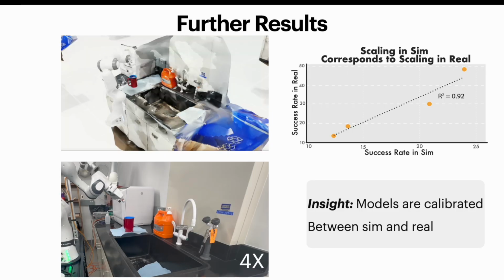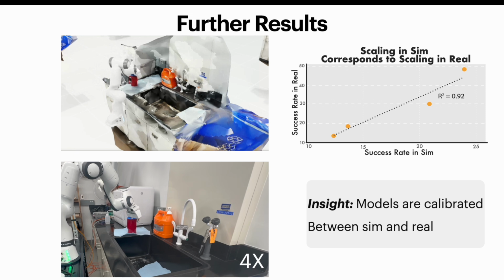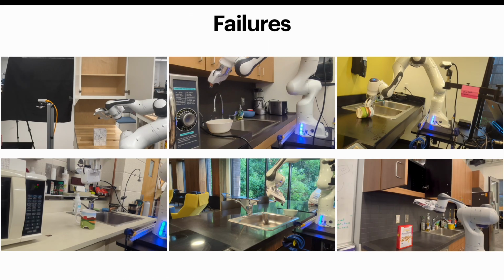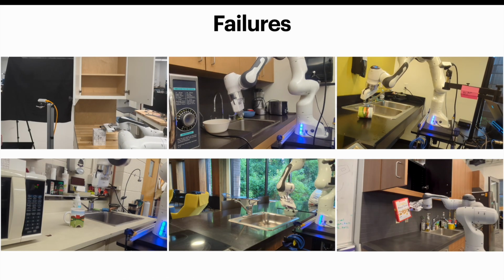We also show that through Cacher, when we improve a policy in simulation, it translates to an improvement in the real-world setting. To finish, we recognize that Cacher is not perfect, and we show some of the failure modes.